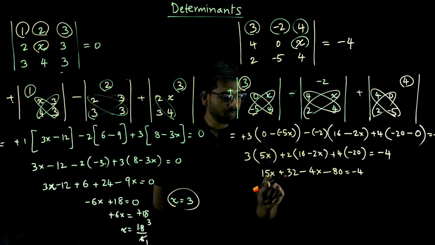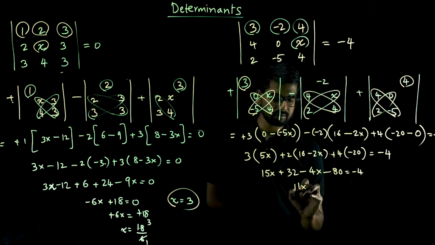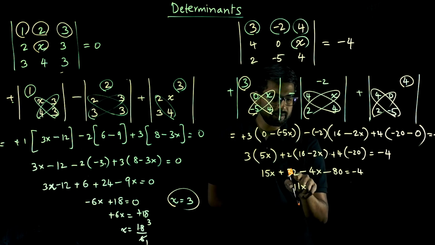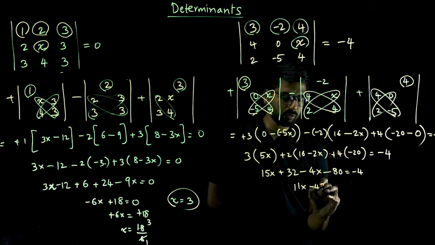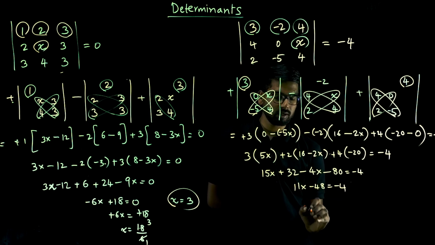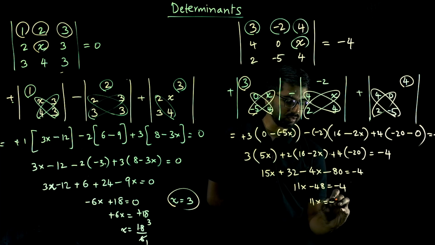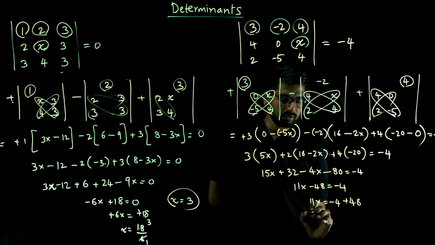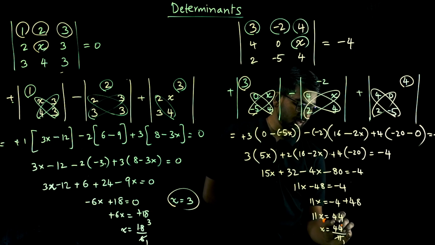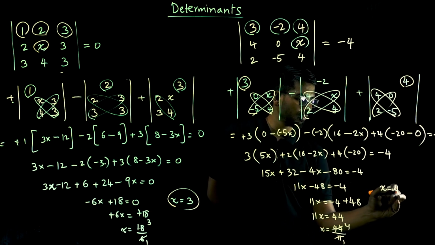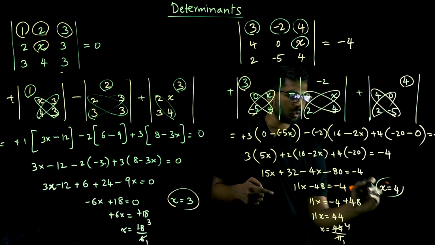Okay. So 15x minus 4x is 11x. Okay. 32 minus 80. What is 32 minus 80? 32 minus 80 is minus 48. Minus 48 is equal to minus 4. So if 11x is equal to minus 4, if you send minus 48 that side, it will be plus 48. So 11x is equal to minus 4 plus 48, which is 44. x is equal to 44 by 11, 11 fours are 44, so x is equal to 4 is the answer for this question.